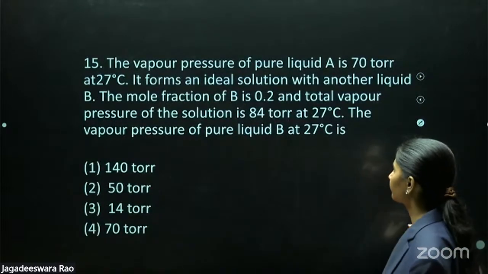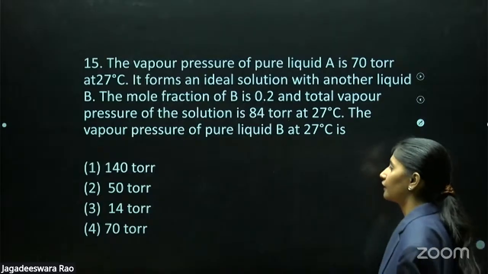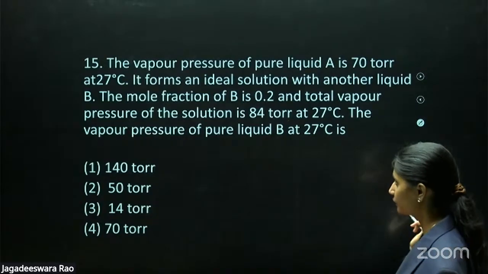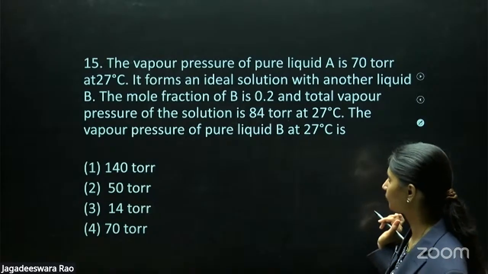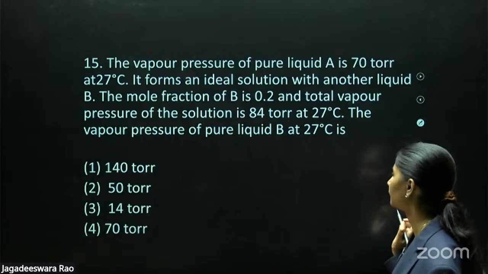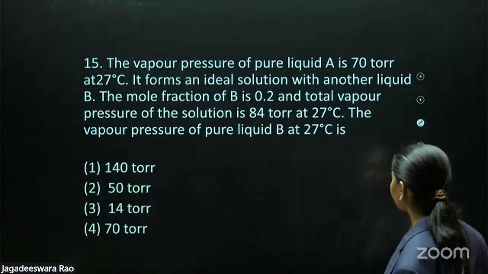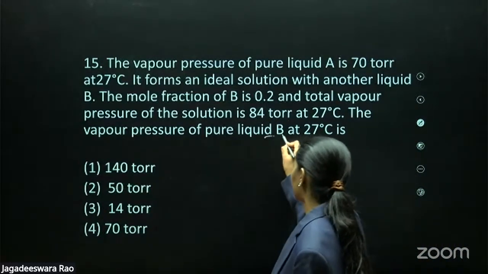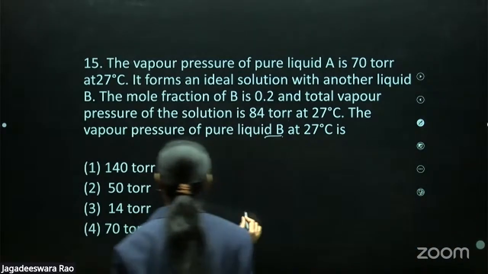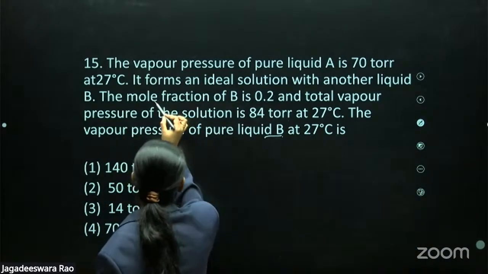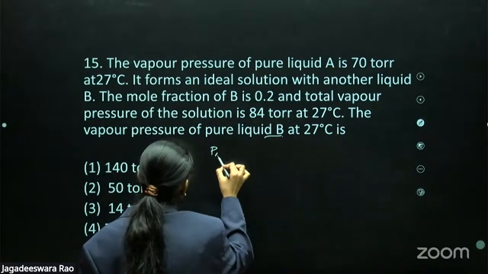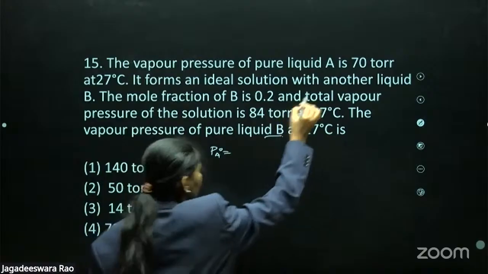The vapor pressure of pure liquid A is 70 torr at 27 degrees Celsius, and it forms a liquid solution with another liquid B. The mole fraction of B is 0.2 and the total vapor pressure is 84 torr at 27 degrees Celsius. Now they're asking what is the vapor pressure of pure liquid B at the same temperature. Then they're asking what is PB naught, they've given PT. What's the formula? First the data given we will write. So first one, the vapor pressure of the pure liquid A, they've given P naught A.